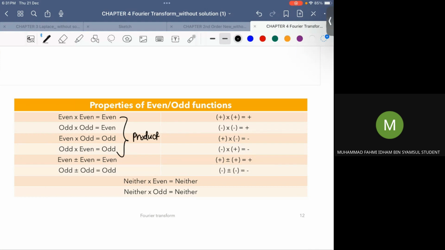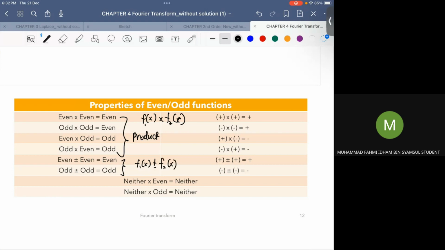Product means you have function 1 multiply function 2. Now, let's say you have addition and subtraction. So if you have function 1 plus or minus function 2.